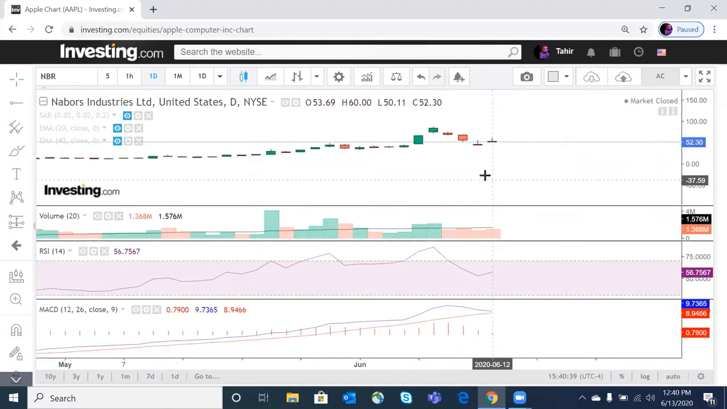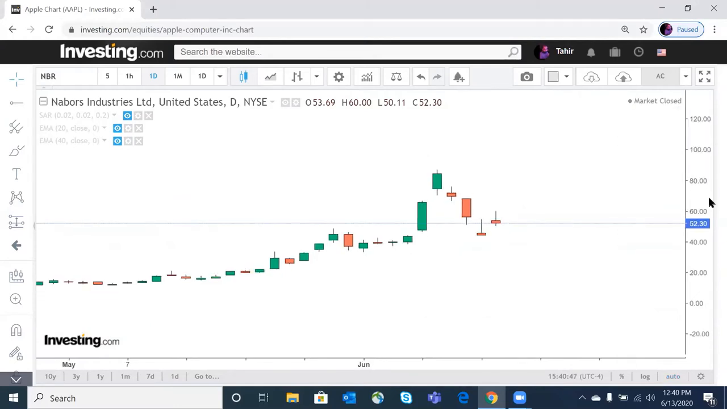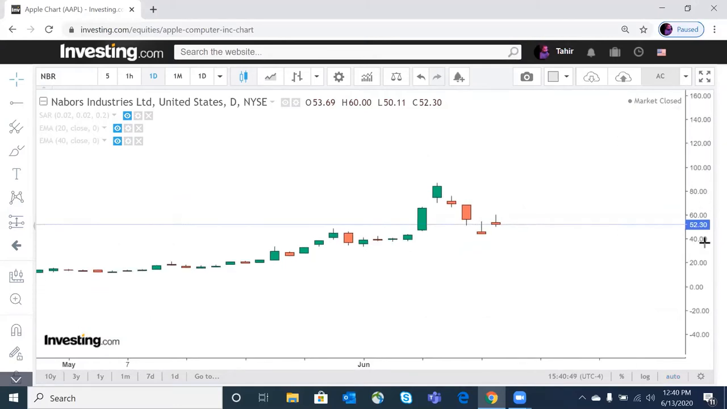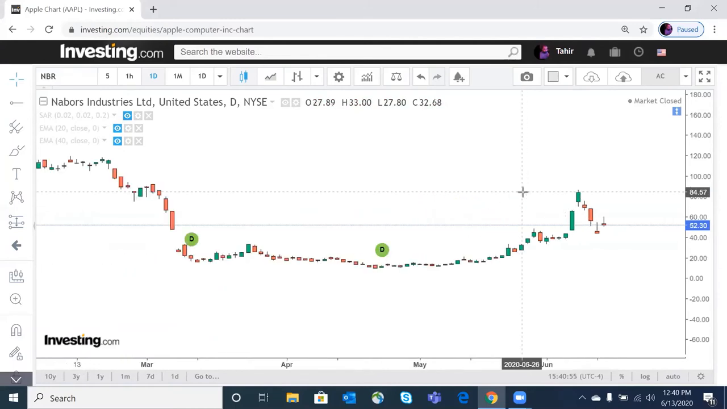Okay. Let's talk about the price first. The price. We are on a 1 day chart. The price went up till this level of 84. Let's see, zoom out.